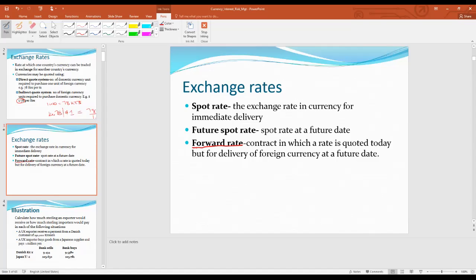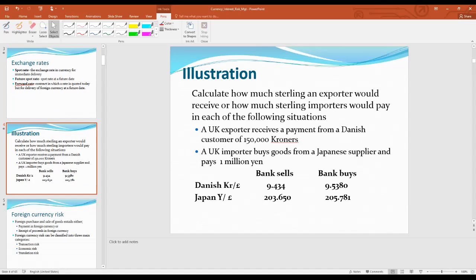Don't confuse these: the spot, the future spot, and the forward, because sometimes this can be confusing to students. The spot is the current rate. The future spot is the rate to be applied, for example, tomorrow morning. The forward rate is the rate to be applied tomorrow if you agree today. That's a key difference. Go through this example, then we discuss together.